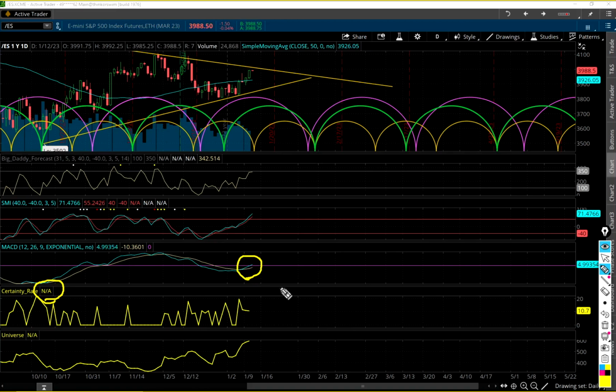I don't need to go to the certainty rate for every last little trade. I know the market looks strong. The MACD is rolling over. You can see the gap beginning to occur in the MACD right there, right? The two lines are separating. Same thing here on the SMI.